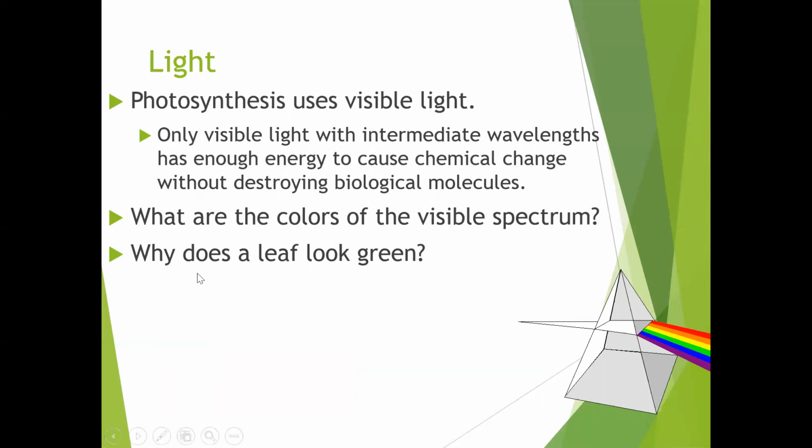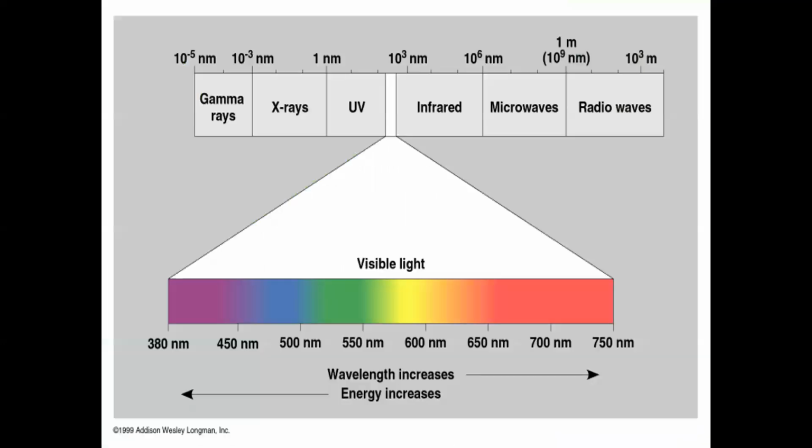Keep this question in mind as we go through the lecture: why do plants, or why do leaves, look green? Hopefully we'll answer that question by the end of the lecture. Here is the visible light spectrum. Down here is the measurement of the wavelengths. As the wavelength increases, the energy decreases, and as the wavelength decreases, the energy increases. You can see the colors of the spectrum.